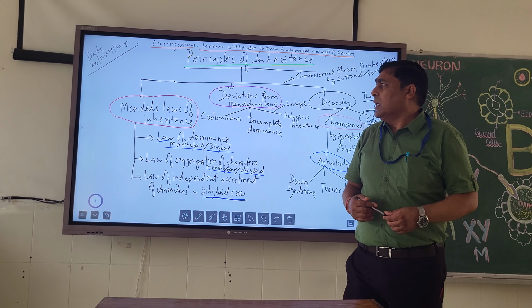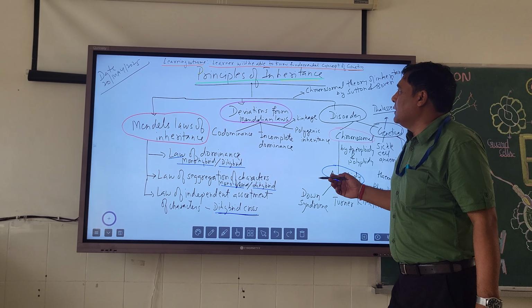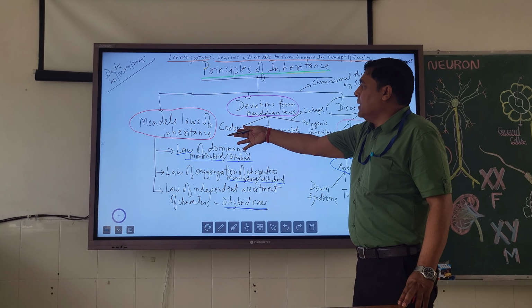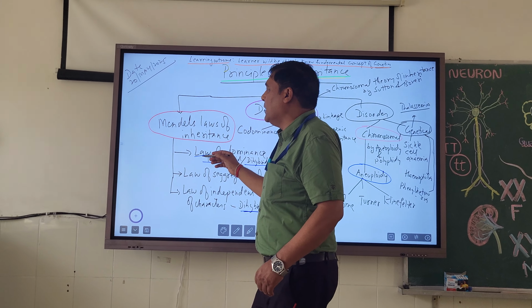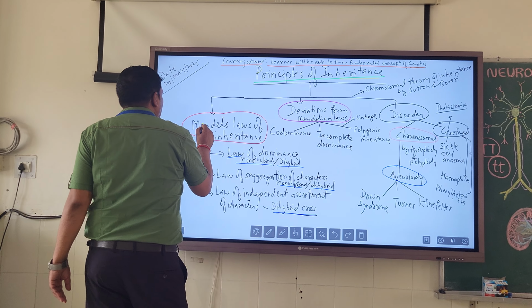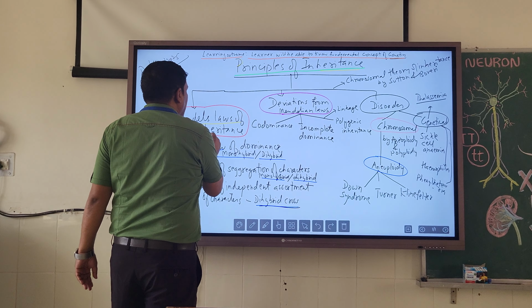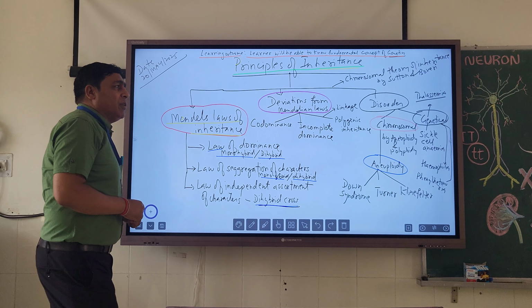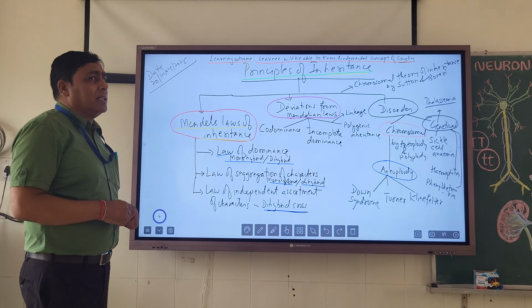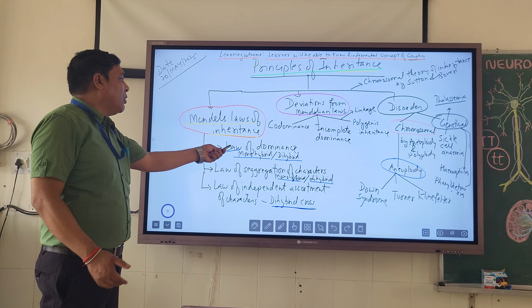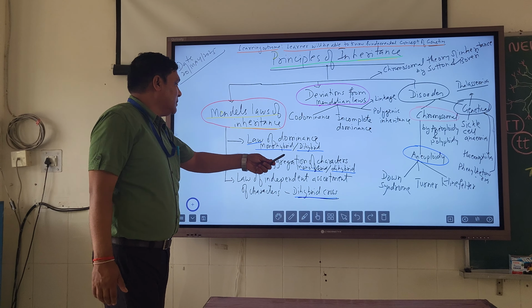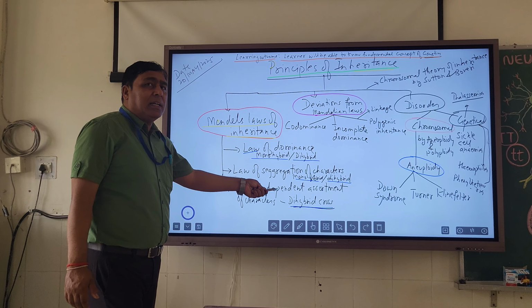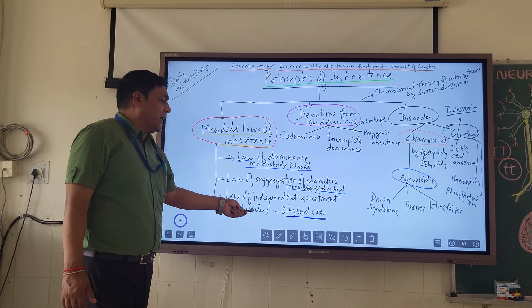Yes? Okay. So then the next point is, I have made a web chart here. This web chart defines what we are going to study now. First is Mendel's laws of inheritance. This we already teach in 10th class, where we tell about the law of dominance, then the law of segregation of characters. Third is the law of independent assortment of characters.